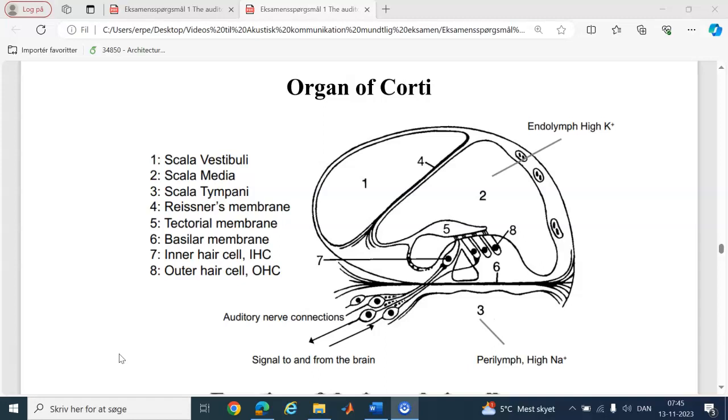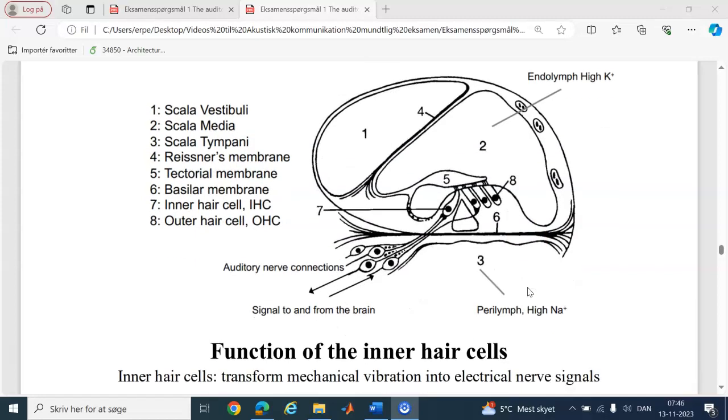There is a scala vestibuli, a scala media, and a scala tympani. There's a so-called Reissner membrane between vestibuli and media, and we have a tectorial membrane, as I talked about. We have a basilar membrane, which should be between scala media and scala tympani, and we have inner hair cells and outer hair cells, and some auditory nerve connections. Afferent is from the hair cells to the brain, and efferent is from the brain back to the hair cells.